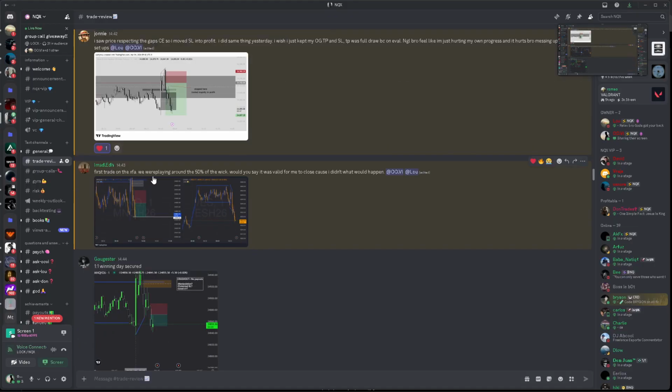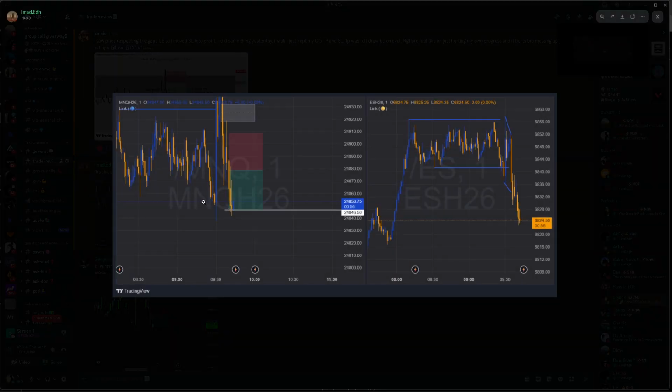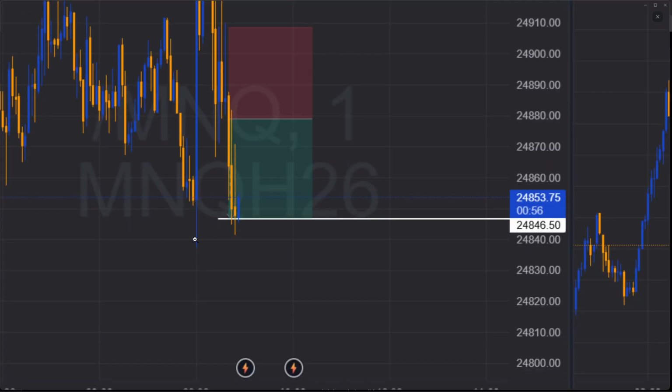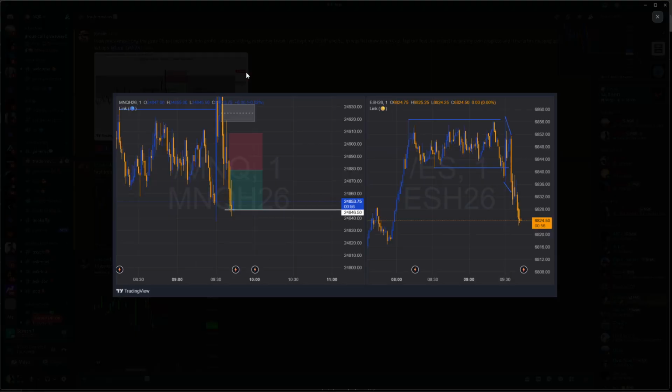First trade on the XFA, we were playing around the 50% of the wick. Would you say it was valid for me to close because I didn't know what would happen? So to be honest, it's a 1-to-1. So you don't need to target more than this anyway, bro. This is solid. We did end up taking the draw. I wouldn't say it's a valid close. However, you got your 1-to-1 RR, so you shouldn't even be holding more than this. Take your 1-to-1 and be out. This is a beautiful trade, man.